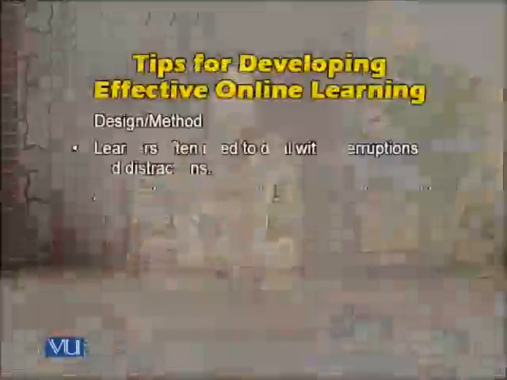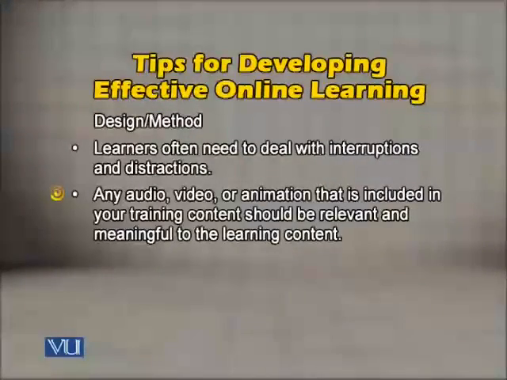So these should be the choices that should be available to the learner in your e-learning program. Then any audio, video, or animation that is included in your training content should be relevant and meaningful to the learning content. So just putting in videos or animations or songs or something that is totally irrelevant to your training content is not going to make it more effective.